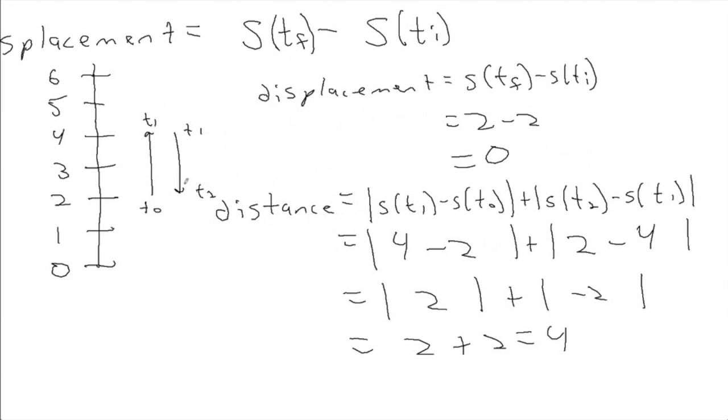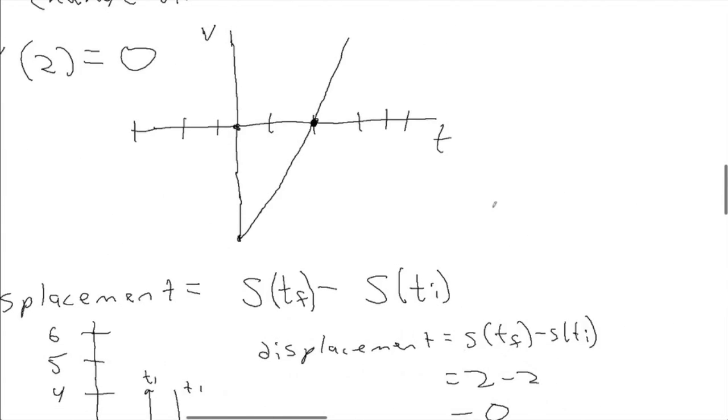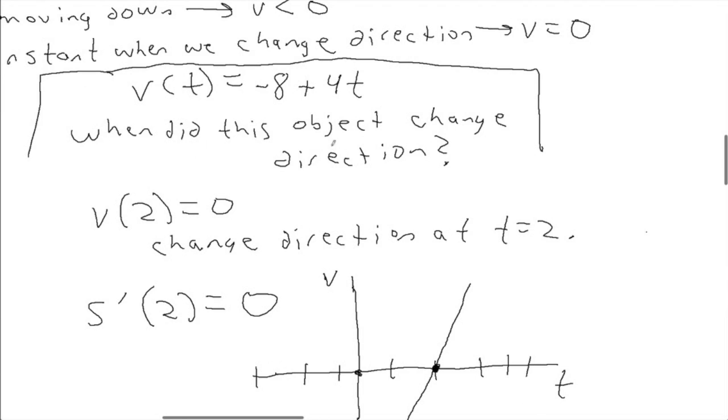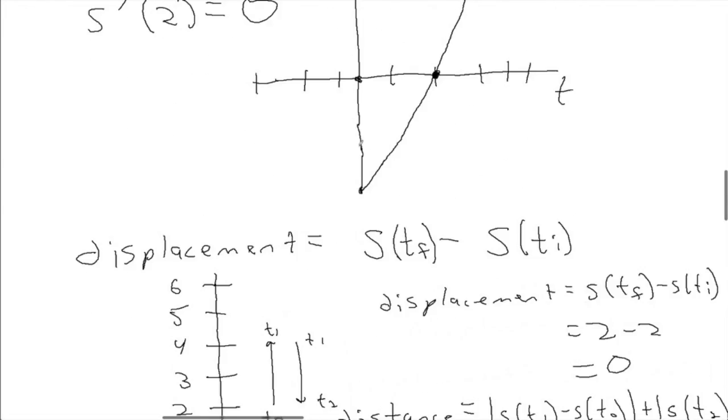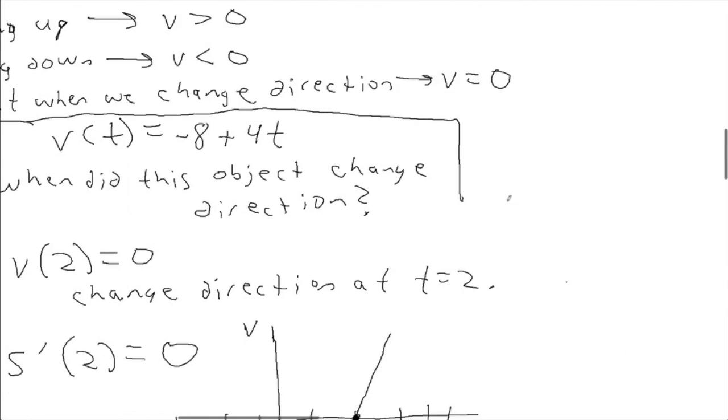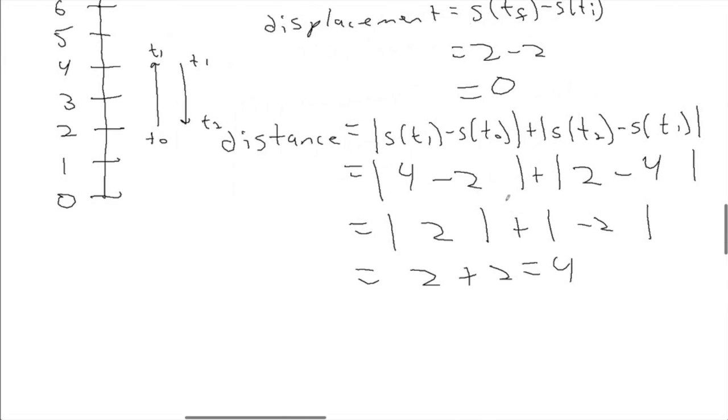Now, in this case, it was obvious it was 4 anyway. You could have just counted it out. But for our word problems, we're going to need this long way. For the word problems, we're going to have to calculate the distance. So do you see now why we had to practice learning how to figure out where the object changed direction? You need to know where the object changed direction in order to calculate the distance.